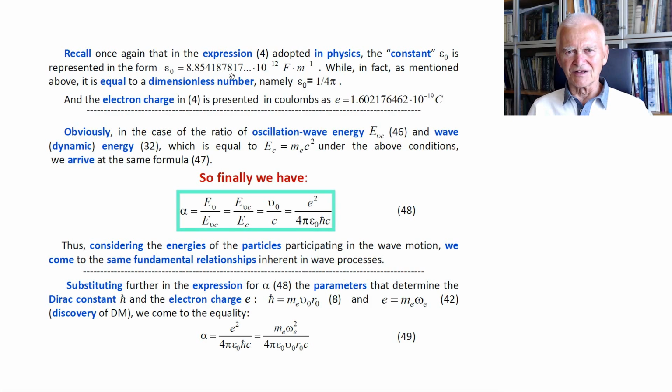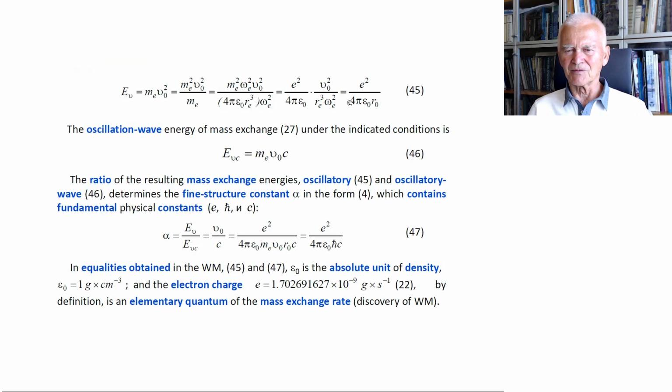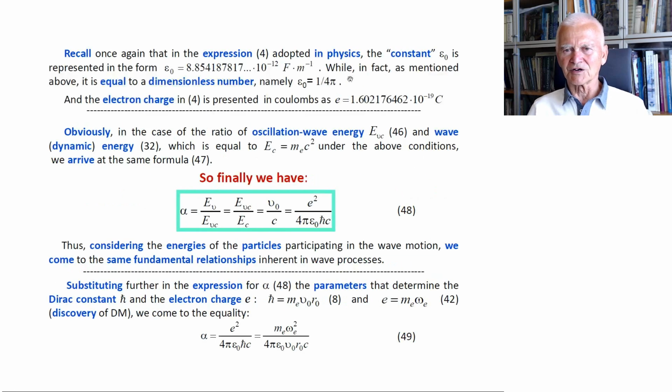Recall once again that in the expression 4 adopted in physics, the constant epsilon 0 is represented in this form with dimensionality Farad per meter, while in fact, as mentioned above, it is equal to a dimensionless number, namely epsilon 0 equal to 1 over 4 pi. And the electron charge in 4 is represented in coulombs.